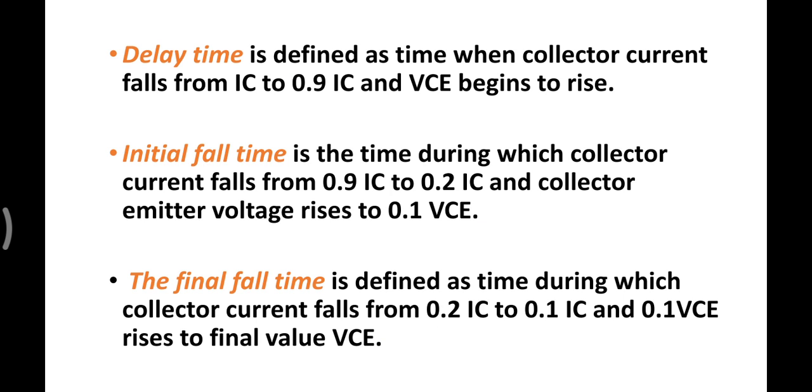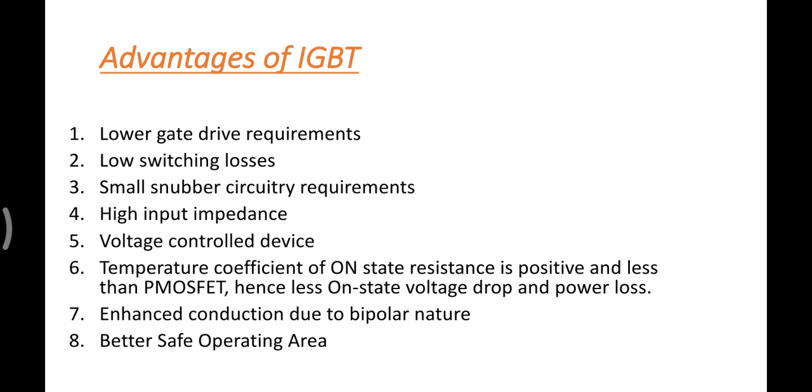Next, what is initial fall time? It is the time during which collector current falls from 0.9 ICE to 0.2 ICE and the collector emitter voltage rises to 0.1 VCE. So here also initial fall time can be expressed in two ways. First one is with respect to collector current. We can define it as the time taken by the collector current to reach from 0.9 ICE to 0.2 ICE.